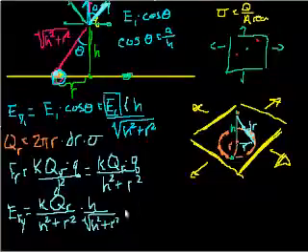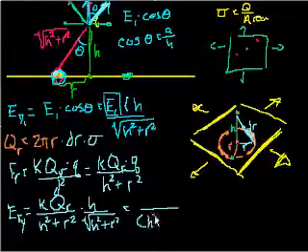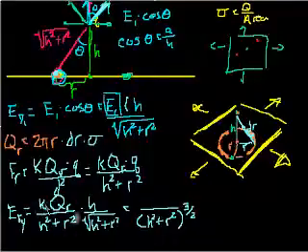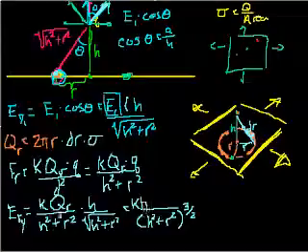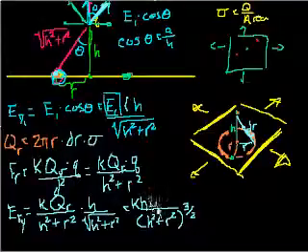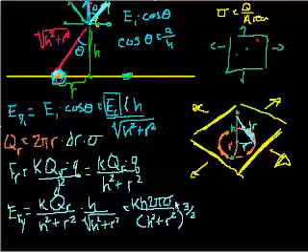And we could simplify this a little bit. The denominator becomes h squared plus r squared to the 3/2 power. And what's the numerator? Let's see, we have k h, and then the charge in the ring, which we solved up here. So that's 2 pi sigma r dr.